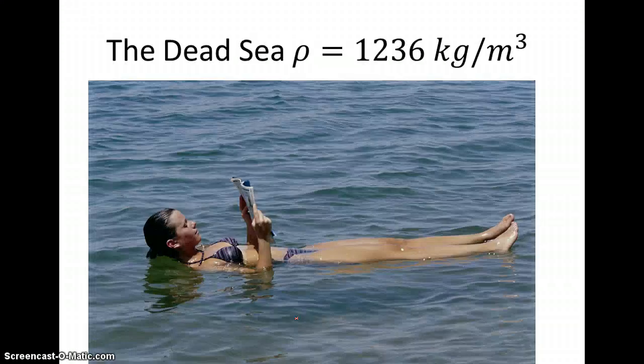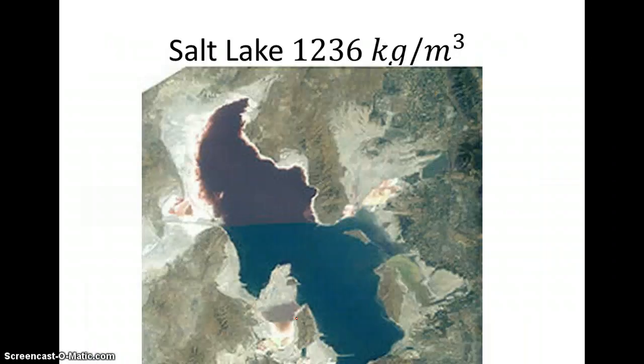A great example of this is the Dead Sea, which a lot of people access through Israel. The Dead Sea is a very, very salty sea, and it's got a density of 1,236 kilograms per meter cubed, which is a huge density, and you can see that the person in this picture is floating well above normal floating levels, and that's because she is much less dense than that seawater. Our Great Salt Lake here actually has a density of 1,236 kilograms per meter cubed. Oftentimes it is referred to as the Dead Sea in the United States.